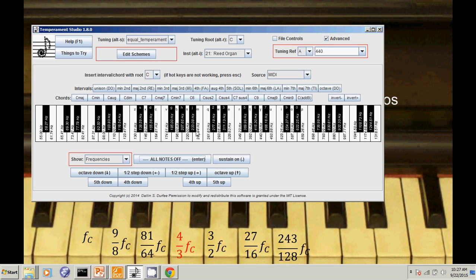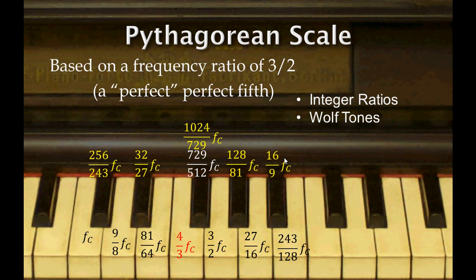So let's take a look at this. If I play a fifth with equal temperament, you can hear the beats, right? If I go to Pythagorean, it sounds very solid. But as I move up, listen to what happens. Those all sound very consonant until we hit the wolf fifth. So there's this one fifth that's different.